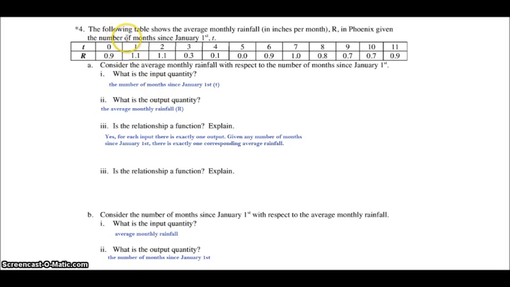It could be 1 month after January, that would be February 1st, or 2 months, that would be March 1st. So February and March have the same average rainfall. So if we take as the input of our function the average monthly rainfall, we don't have exactly one corresponding output. There's two outputs, namely 1 and 2, that would go with that input of 1.1. So we can't go backwards in this chart to make a function.